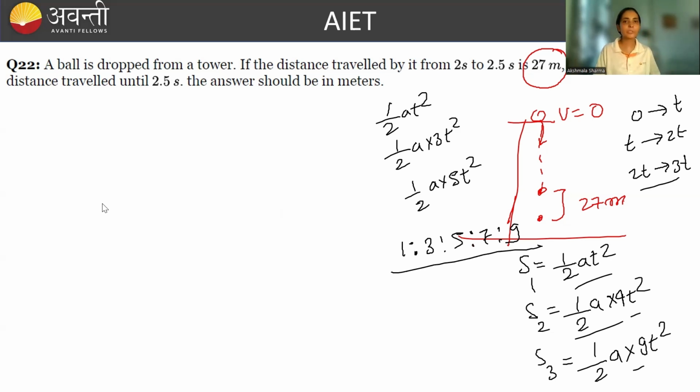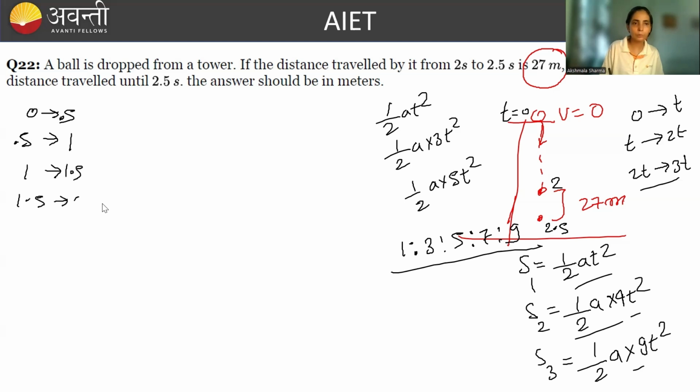1:3:5:7:9. In our question, what is the interval? At t=0, it was released. From 2 second to 2.5 second, the distance given is 27. Let's take an interval of 0.5 second, which will be beneficial for us, right? So 0 to 0.5 second, then 0.5 to 1 second, then 1 to 1.5, then 1.5 to 2, and then 2 to 2.5 seconds.